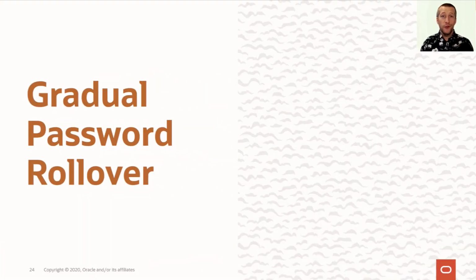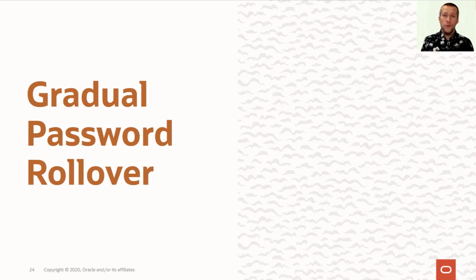Gradual password rollover. This is a little handy feature that's coming in 21c. What it basically does is that it allows a user to have two passwords at the same time. This can be very handy if you have an application that connects to the database with a username and password. When you have to rotate that password, what you would normally do is shut down the application, which means an outage. You then change the password in the database, and then you can restart the application.